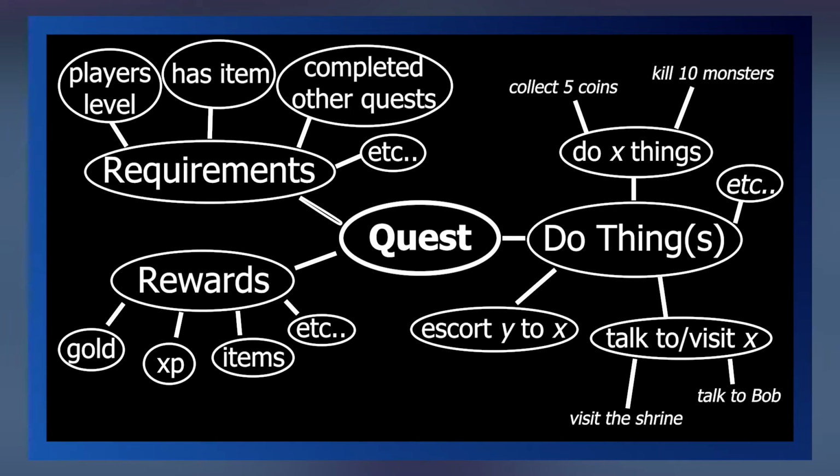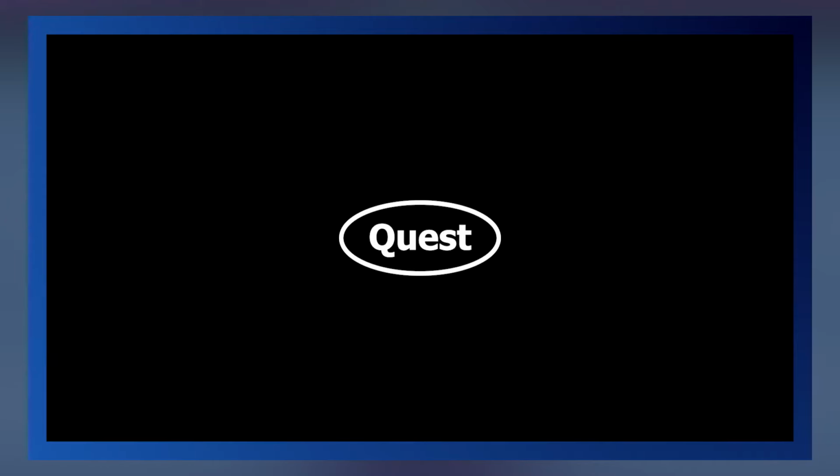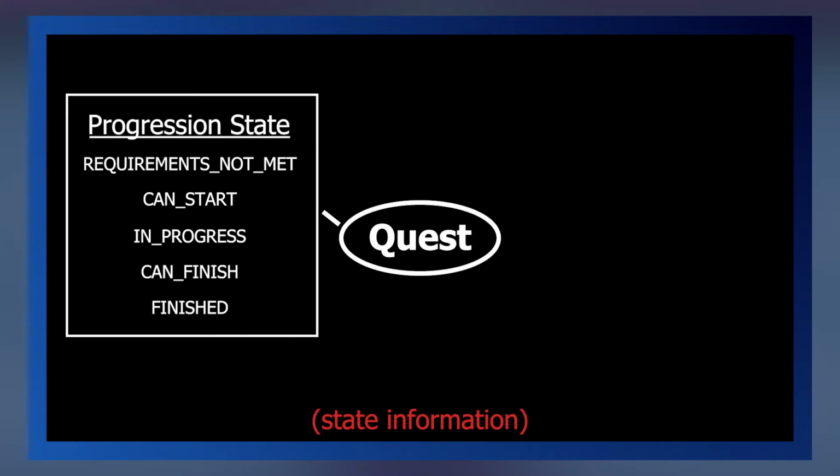However, this is all static information about a quest, or in other words, information that doesn't change after we've defined it. One of the main challenges with implementing a quest system is keeping track of all of the different state information about each quest. For the quest itself, we'll want to keep track of its current progression state. For example, if we aren't meeting the requirements to start it yet, if we can start it, if it's currently in progress, if we can finish it, or if we have finished it.